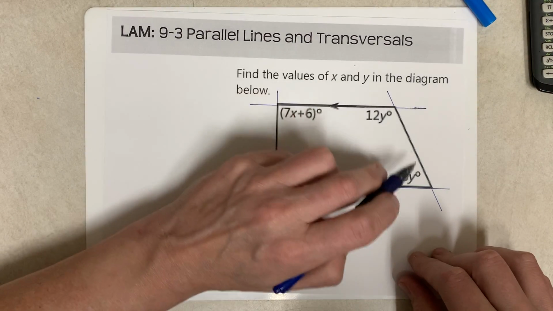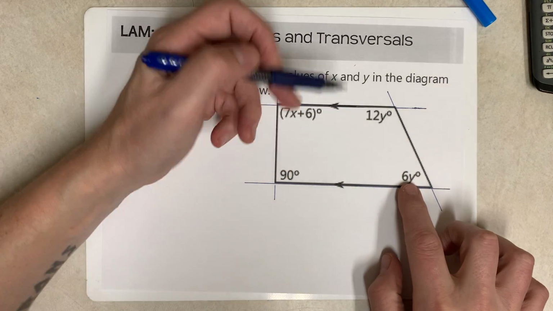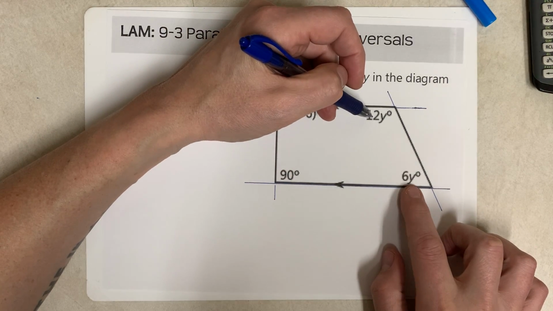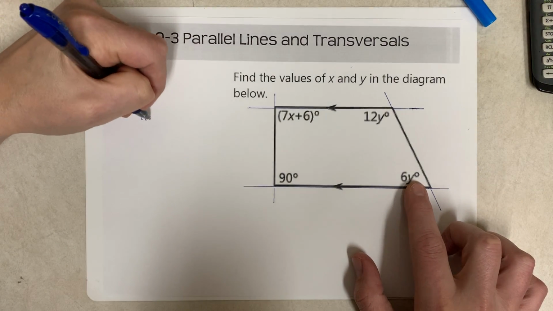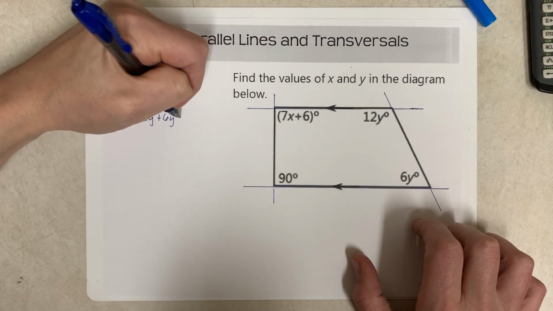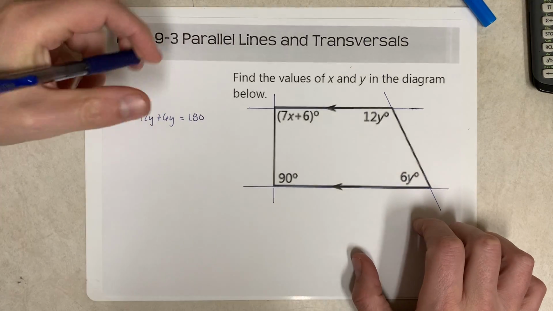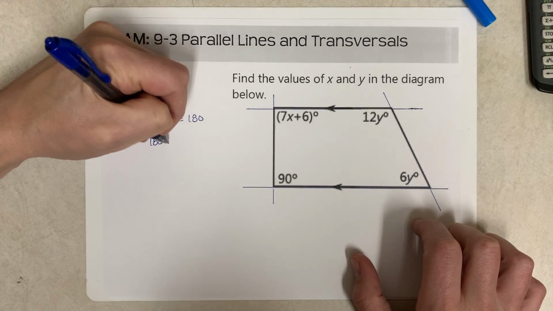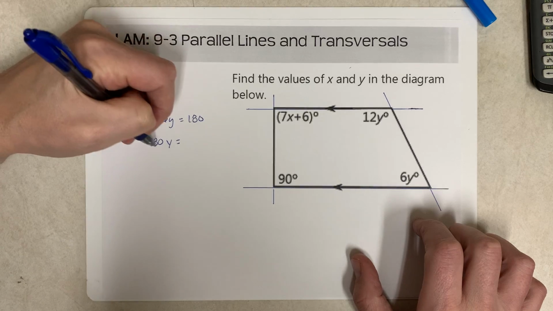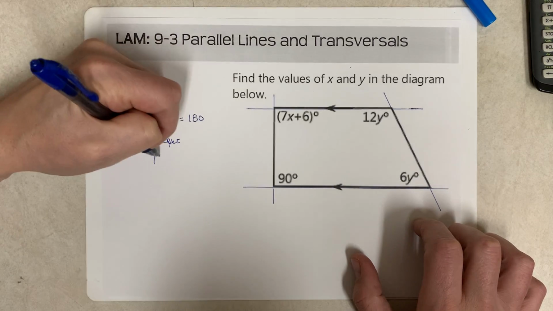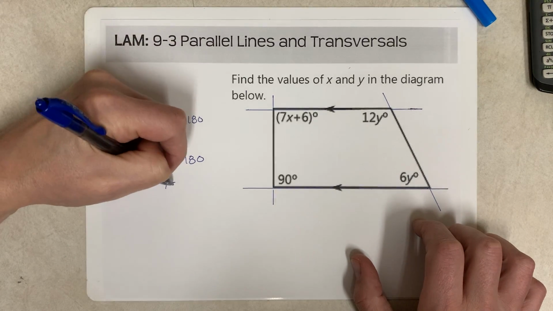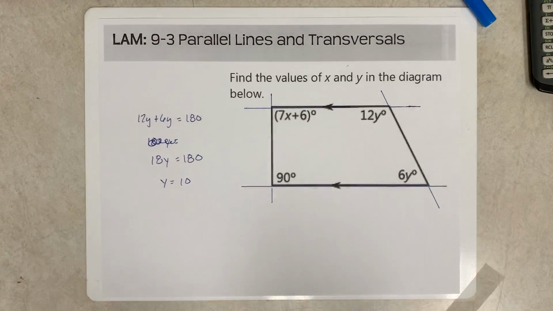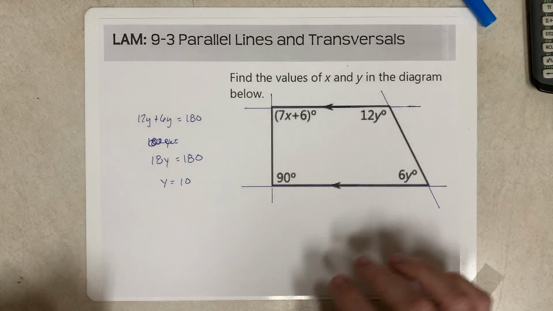Okay, so what I have then is I have this transversal and these two parallel lines, which means 12y and 6y. Those two angles have to be supplementary because they're consecutive interior. So 12y plus 6y has to equal 180. So we have 180y equal to, or no, I'm sorry, not 180y, 18y. 18y is equal to 180, and that means that y has to be equal to 10. So now I know that the value of y is 10.